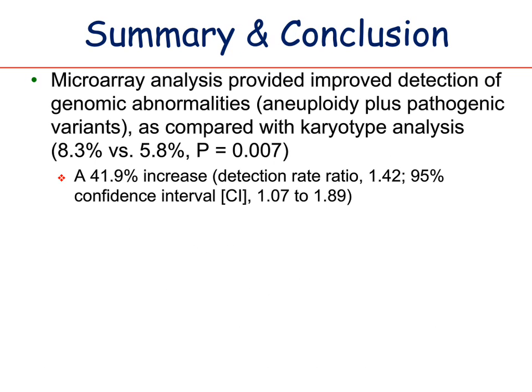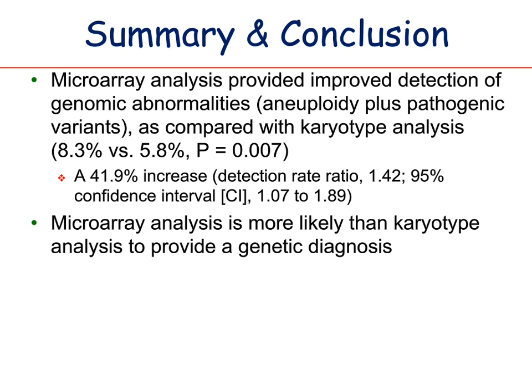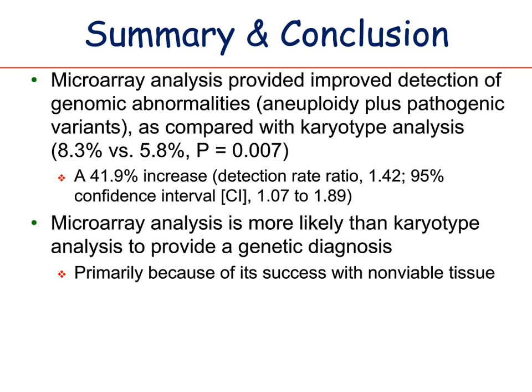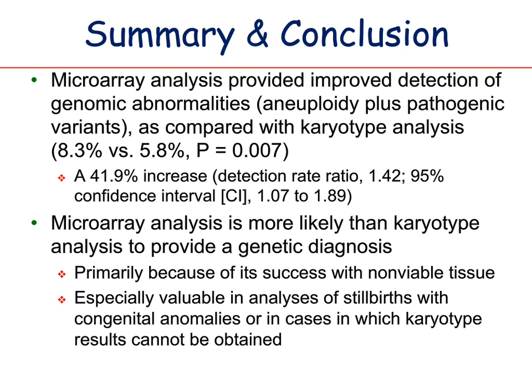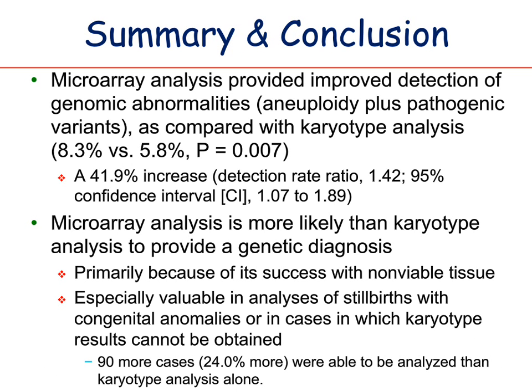Microarray analysis is more likely than karyotype analysis to provide an overall genetic diagnosis, and this is primarily because of its success with non-viable tissue, and this is especially valuable in analysis of stillbirth with congenital abnormalities or in cases in which karyotype results cannot be obtained. 90 more cases, representing 24%, were able to be analyzed than karyotype analysis alone. And this is a very similar theme, tying in the previous POC study as well as the stillbirth study. The obvious advantages are very clearly seen in both studies.